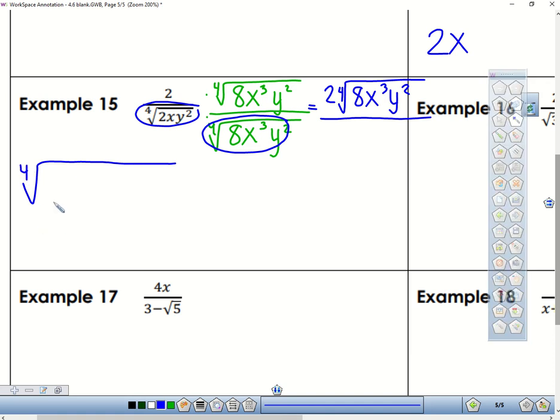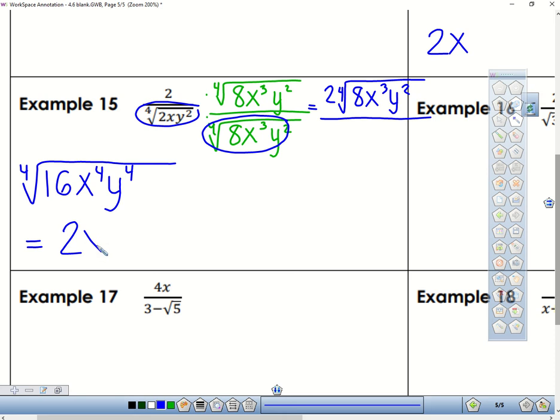So what's 2 times 8? 16. What's x times x cubed? Good, and then it's going to be y to the 2 times 2 plus 2, 4. So your goal is to get it to cancel out the fourth root, and now it's going to, right? So anybody remember what the fourth root of 16 is? It's a perfect fourth root.